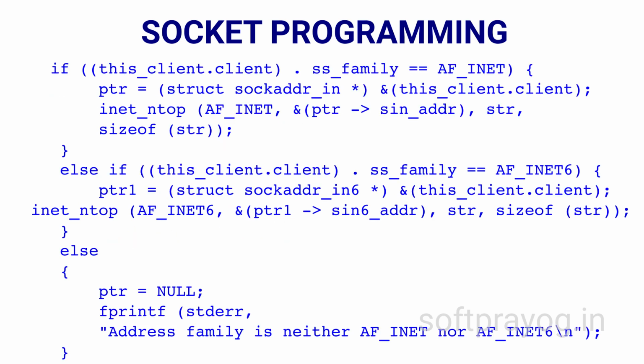After the call returns, we check ss_family, the first member of the struct sockaddr_storage. If ss_family is AF_INET, we typecast the structure pointer to a struct sockaddr_in pointer. Otherwise, if ss_family is AF_INET6, the structure pointer is typecast to a struct sockaddr_in6 pointer.